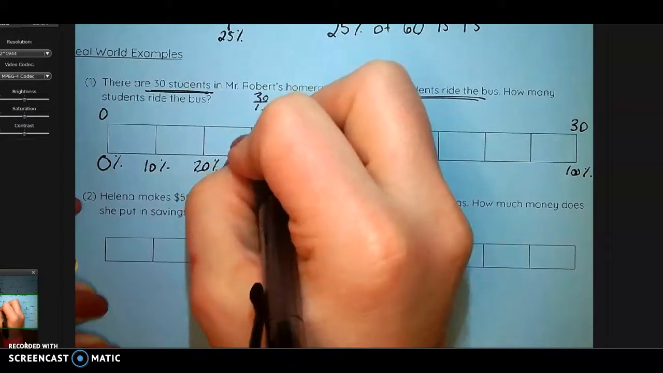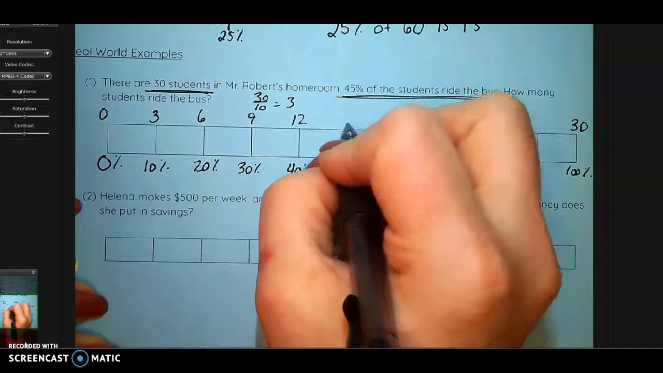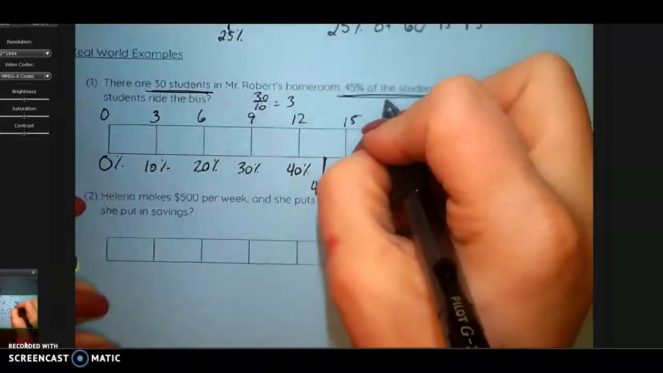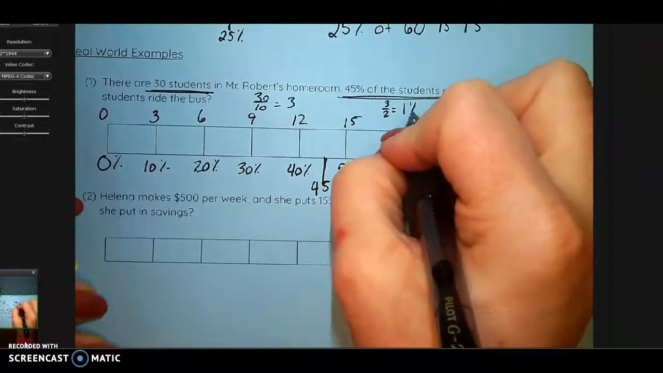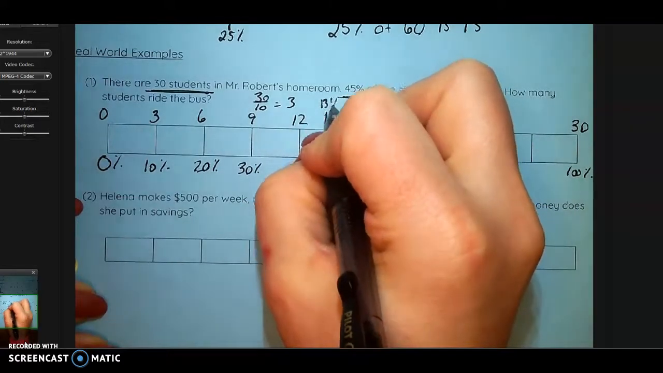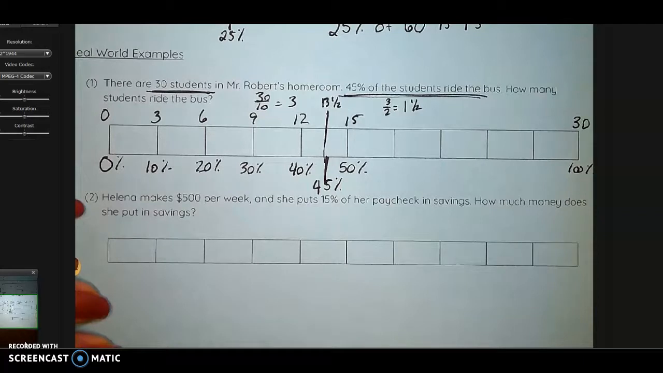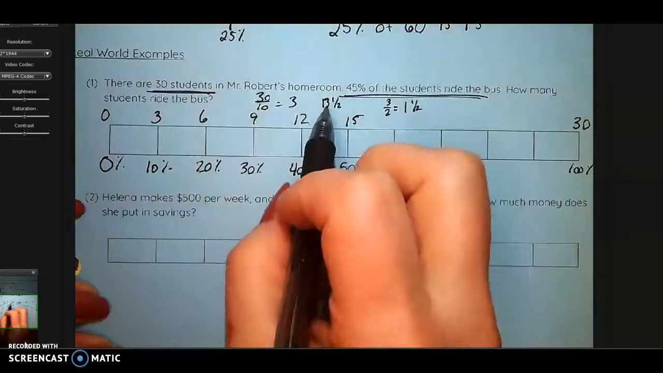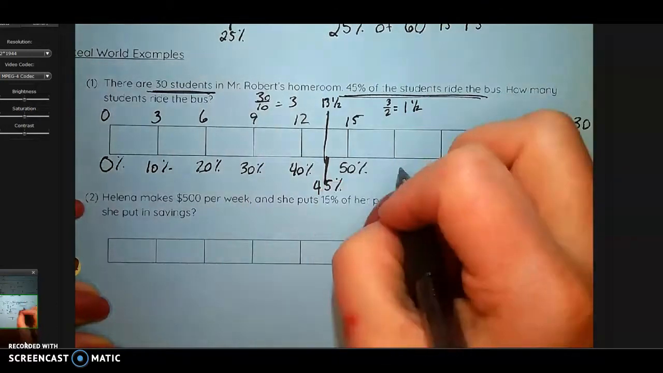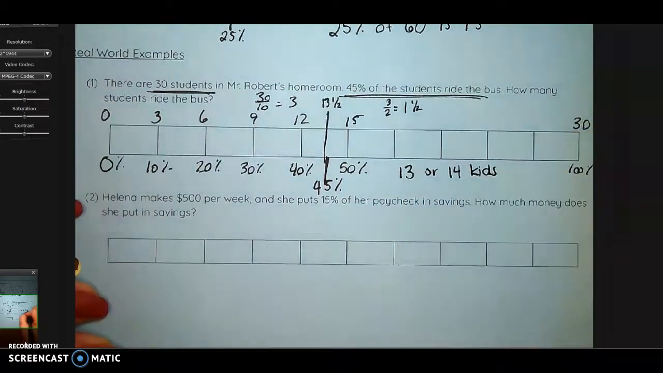30 divided by 10 is 3. So 3, 6, 9, 12, 15. Now remember from the problem above, I take what I'm counting by and divide that by 2. Well, that gives me 1 1/2. So that would put me at 13 1/2. Now, we can't have half of a child. Parents are not happy when we only send home half of a child. So I can't have half of a child, so I may need to bump up or bump down. So it would be 13 or 14 students who ride the bus.